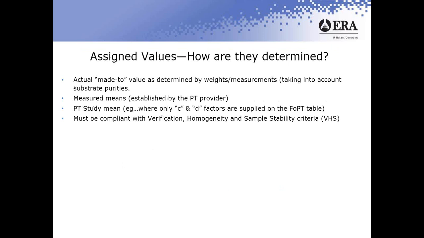Okay, let's talk a little bit about how a PT provider determines their assigned values. The actual made-to value, as determined by weights or measurements, is one technique. PT providers are also required to take into account any substrate purities with the salts, metals, organic neat materials, whatever they're using. They have to take that into account when they calculate out a made-to value. Measured means established by the PT provider. That's for situations where there really isn't a good starting point to calculate assigned value by weights and measures.